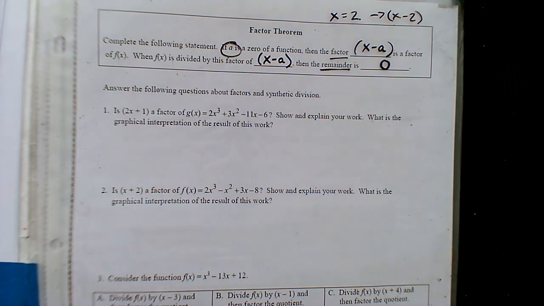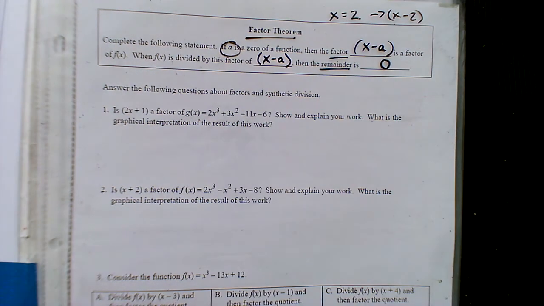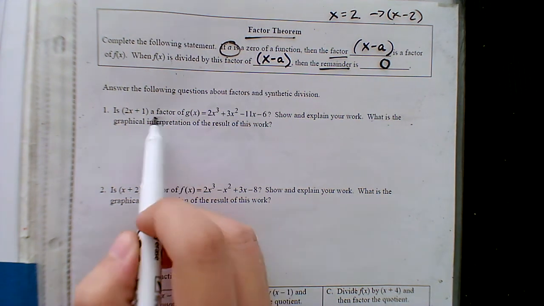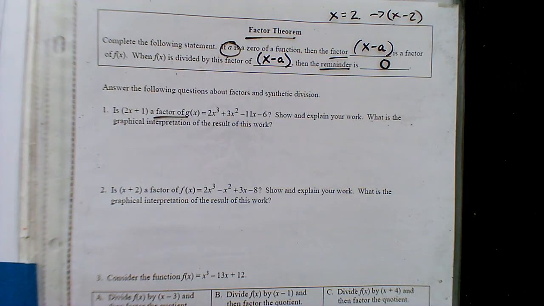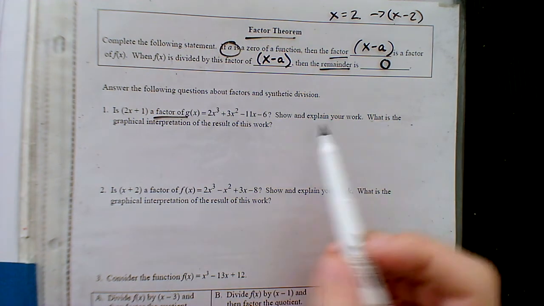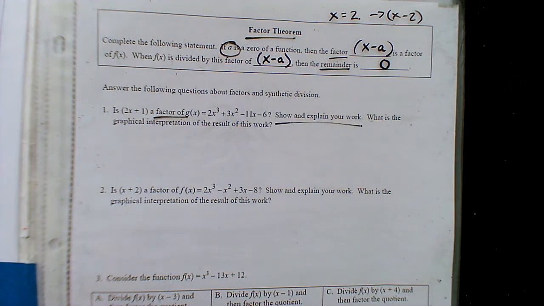If it's a factor, it goes in evenly, meaning there's nothing left over, aka the remainder is 0. Okay, I think we're used to that concept. Factor means nothing left over. Okay, goes in evenly. So we're going to use this factor theorem idea, a remainder of 0, to help us with some questions. Is 2x plus 1 a factor? Meaning does it go in evenly? Is the remainder 0? We want to show our work and then explain what that means in terms of the graph.